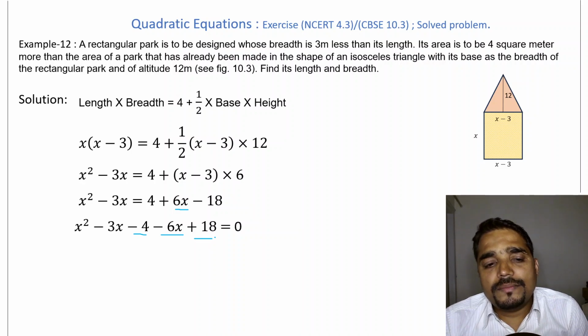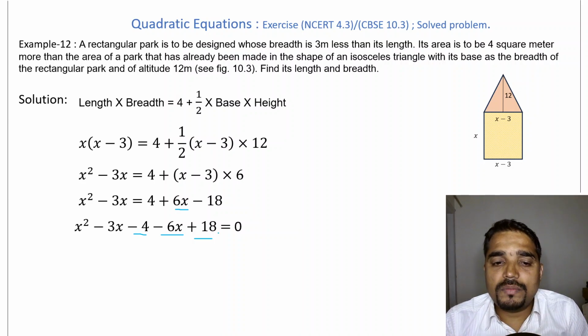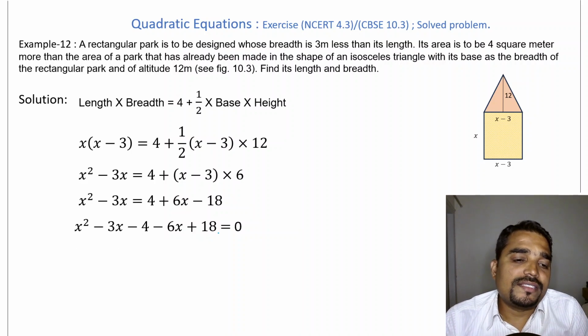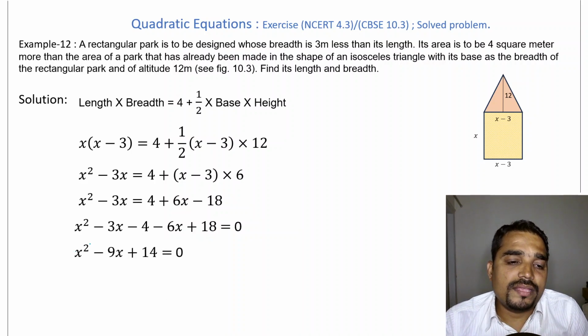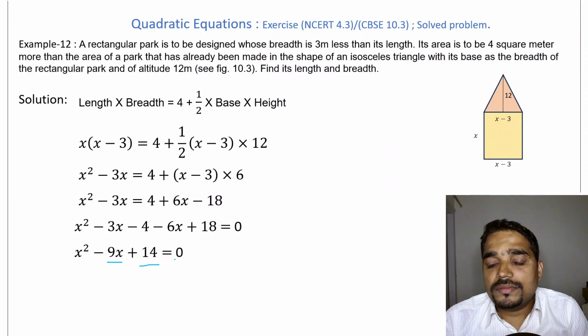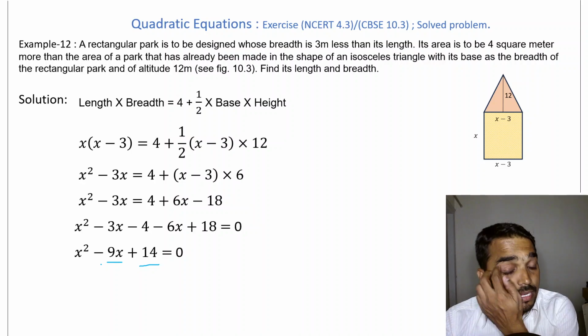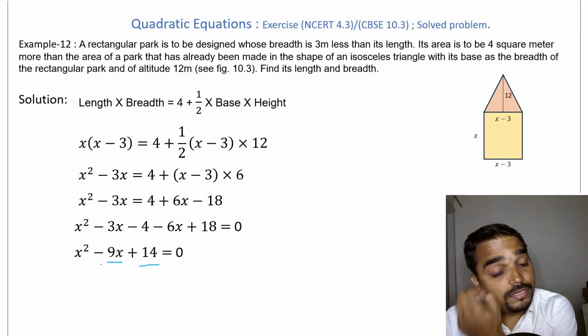Now, we see that 3x and 6x are like terms, and two constants minus 4 and plus 18 are like terms. Therefore, they will get simplified, wherein x square would remain as it is, minus 3x minus 6x would become minus 9x, minus 4 plus 18 is plus 14. This cannot be simplified further, as these three terms x square, 9x and 14 are unlike terms.